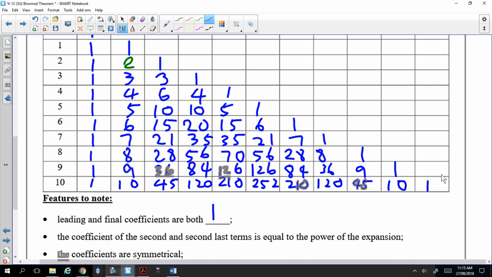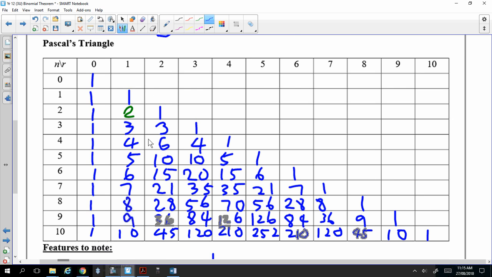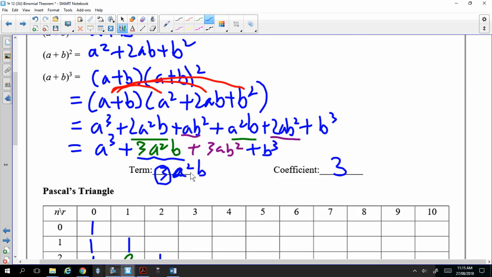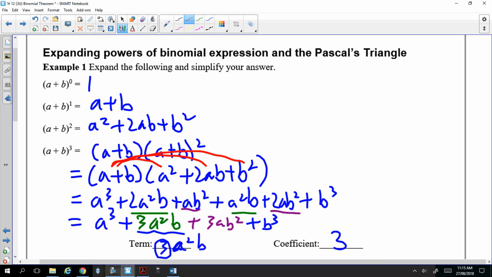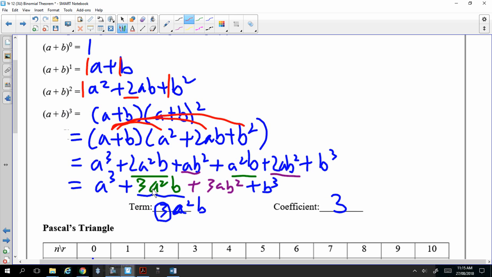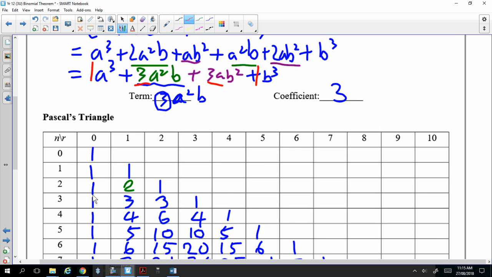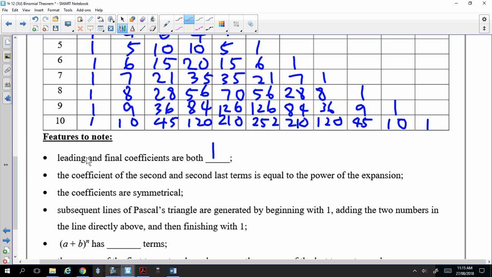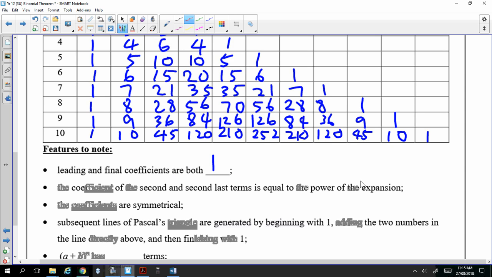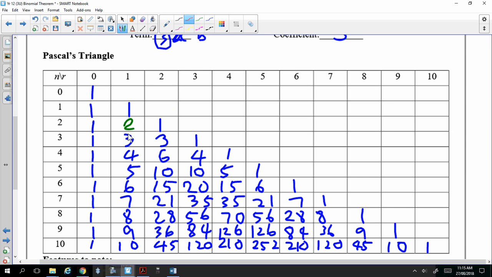Now, why do I do this? Can you see that the expansion we did matches with the numbers on Pascal's triangle, right? 1, 1, 1, 1, 2, 1, 1, 3, 3, 1. Can you see it matches here? The coefficient of the second and the second last term equals the power of the expansion. So basically this one, 3, the first, second number and the second last number always correspond to the powers there.